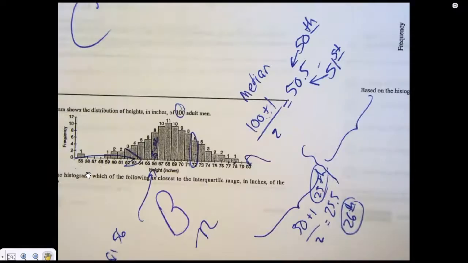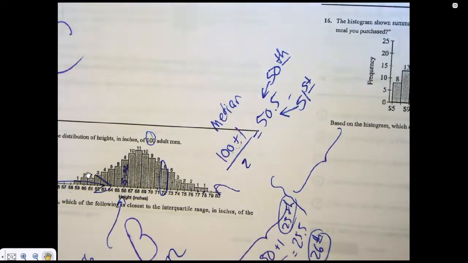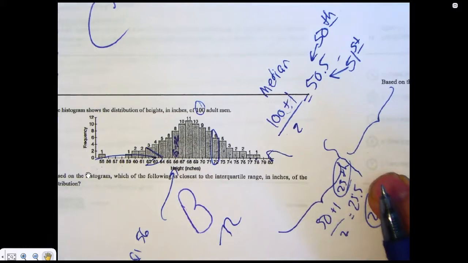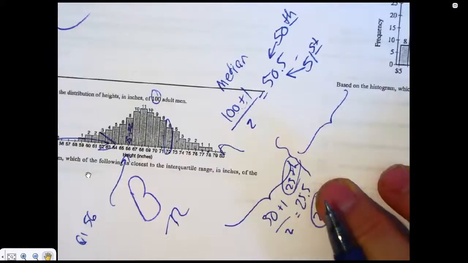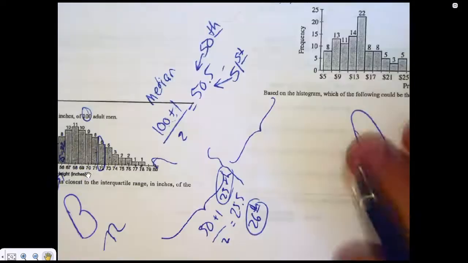So then 56 minus 72 would get you the interquartile range. And so I get 16. They said which one's the closest, so 15. And yeah, that one's D. I don't know why I didn't put an answer on there, but that one is D.